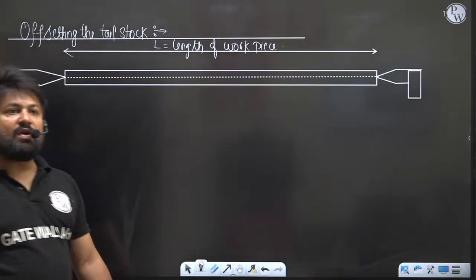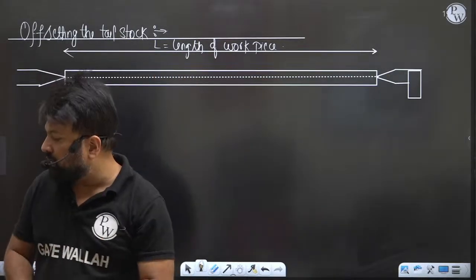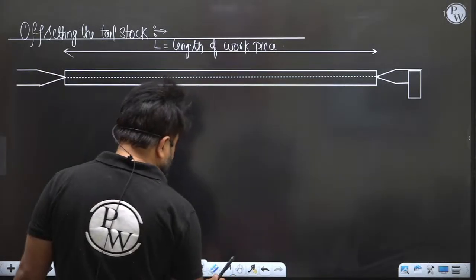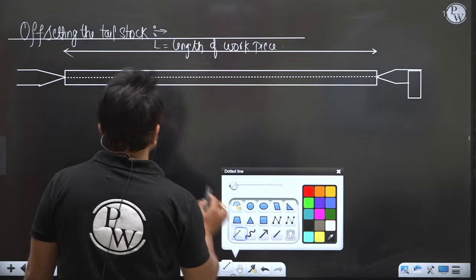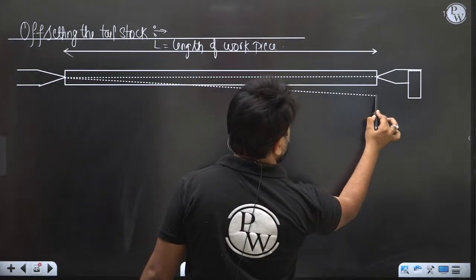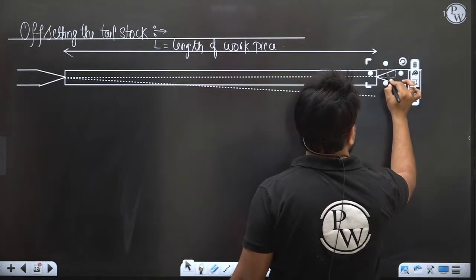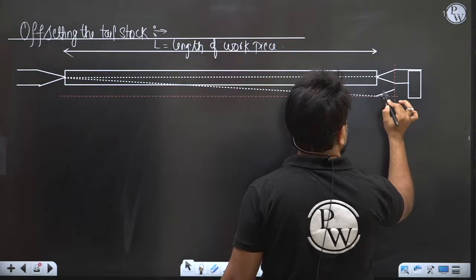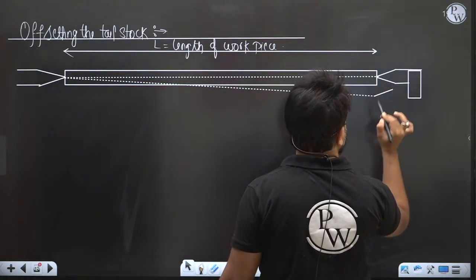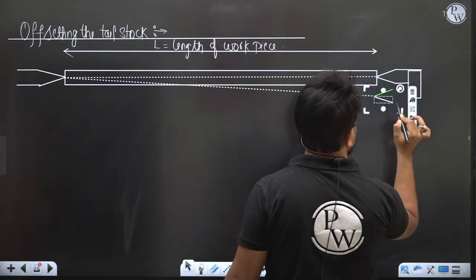But we are not going to do a full tapering. We are going to do a taper up to some particular length. And here we are going to offset the tailstock. Please see, you can see here we are going to offset the tailstock.